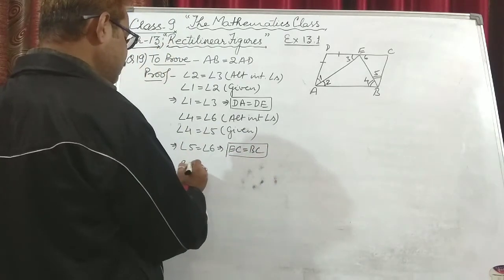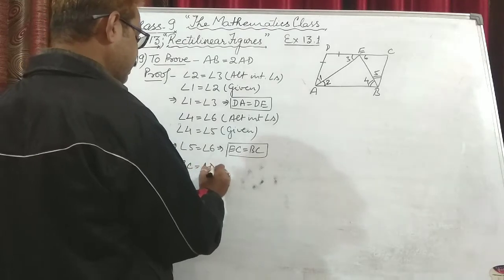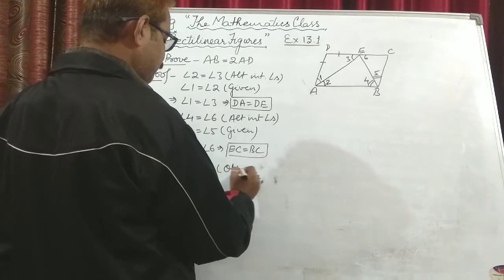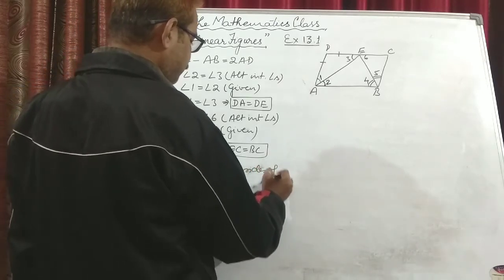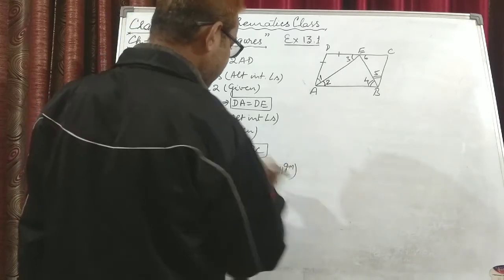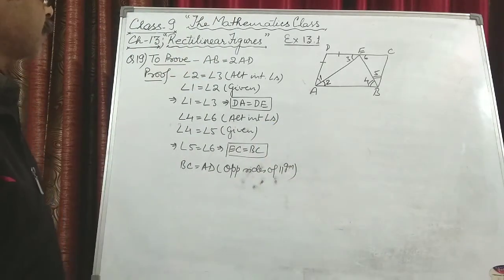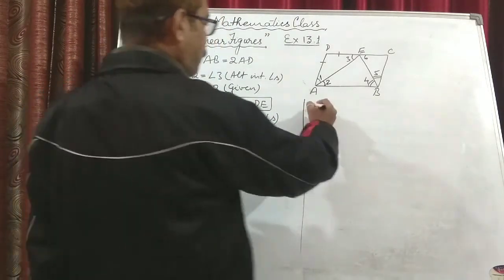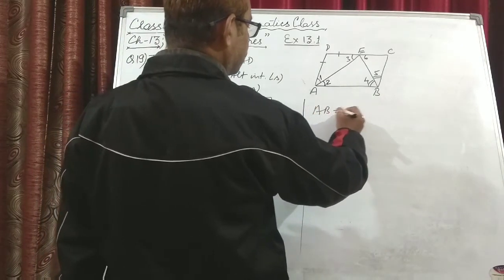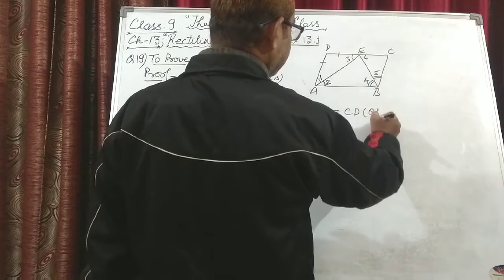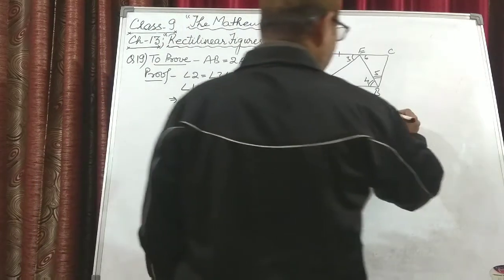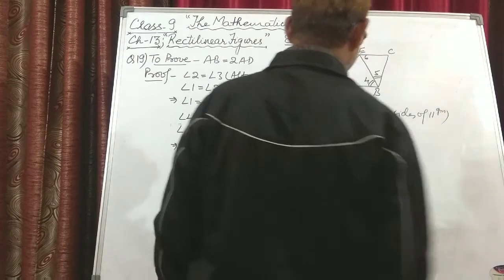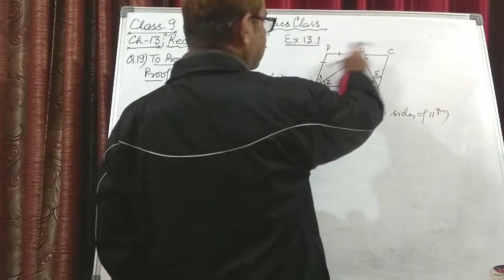Now, we know that BC is equal to AD. The reason is that opposite sides of a parallelogram are equal and parallel. Now what we have to prove? AB is equal to 2AD. We know that AB is equal to CD. Why? Again the same reason, opposite sides of a parallelogram. AB is equal to CD.